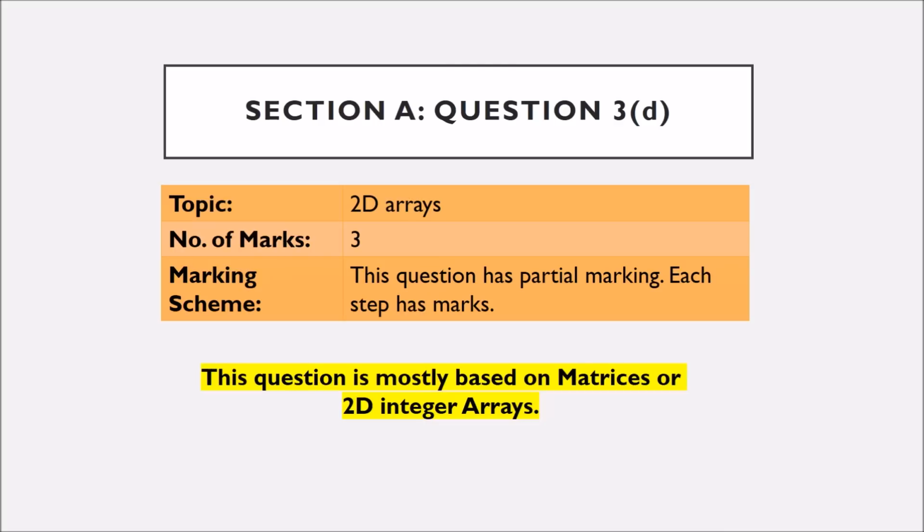Question number 3, part D, is of 3 marks and is based on 2D arrays. Please read this question carefully. Don't get scared if you don't fully understand the logic. This question again has partial marking. So please try to answer whatever you know.